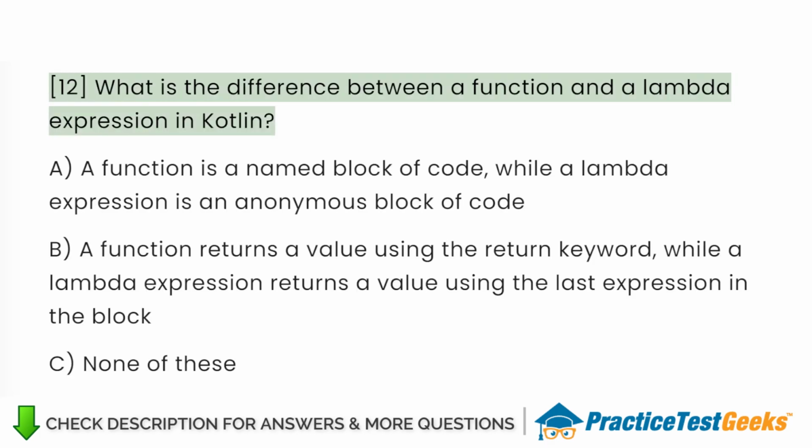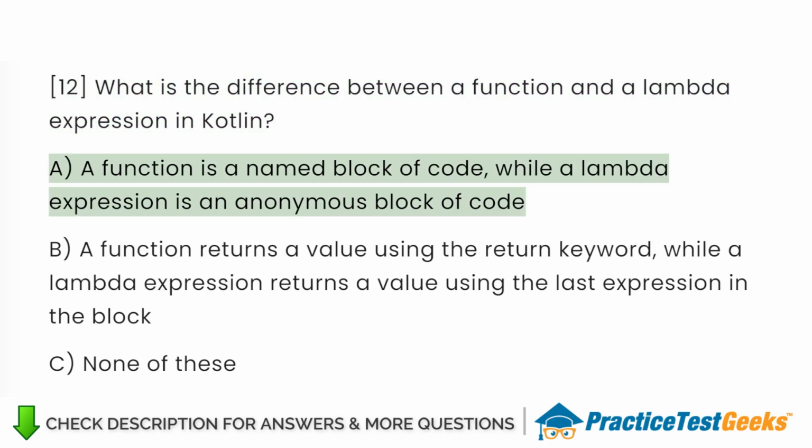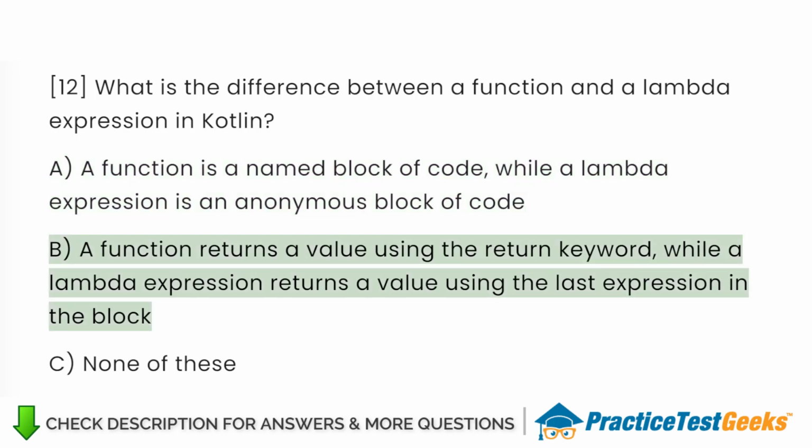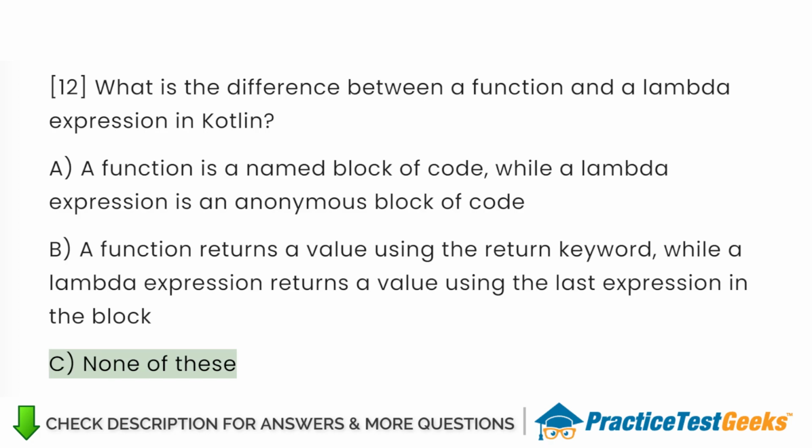What is the difference between a function and a lambda expression in Kotlin? A. A function is a named block of code, while a lambda expression is an anonymous block of code. B. A function returns a value using the return keyword, while a lambda expression returns a value using the last expression in the block. C. None of these.